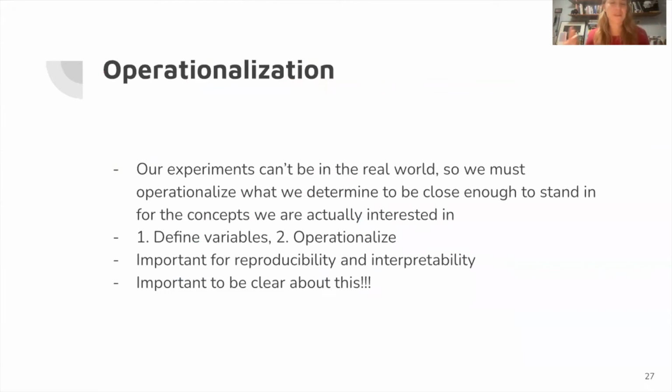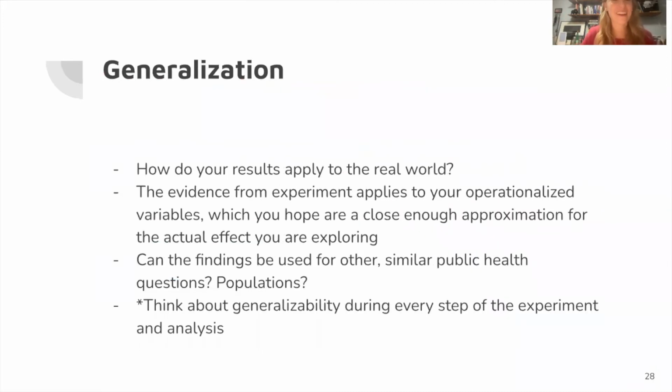Operationalization is important. I've mentioned this 1,000 times. Experiments aren't in the real world. We need to really justify what we're using as a proxy, what it means and why. Write that down in your book, write that down in your paper, and have it clear in your mind. It's important for reproducibility and interpretability, and just remember to do that.